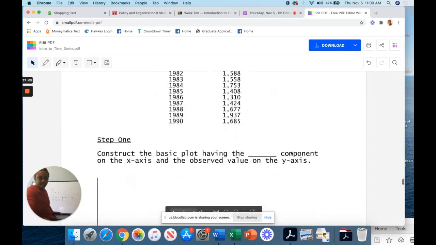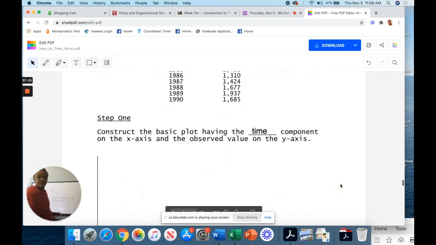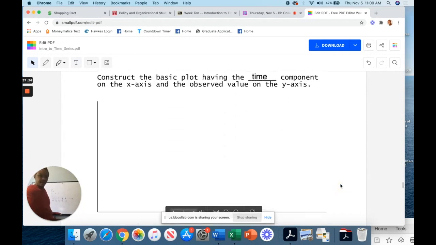That's step 1. Construct the basic plot having the time component on the x-axis and the data component on the y-axis. So if you want to get out a sheet of paper and do this, I'm going to do this as well. I turned off my camera on the other page because I don't know if I can do both of these together. So just let me know if there's going to be a problem.